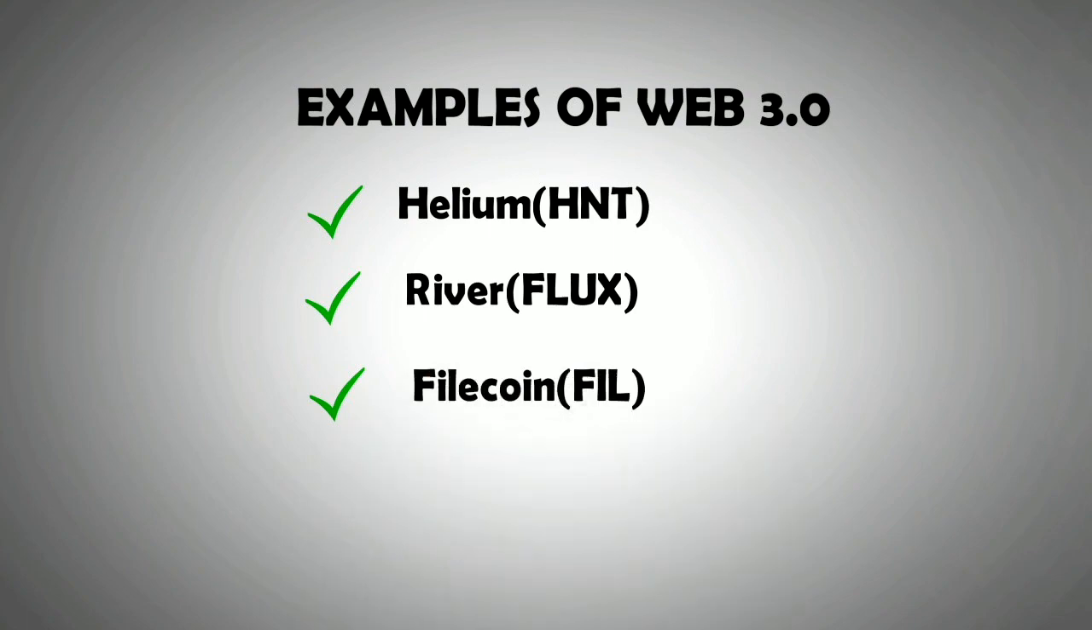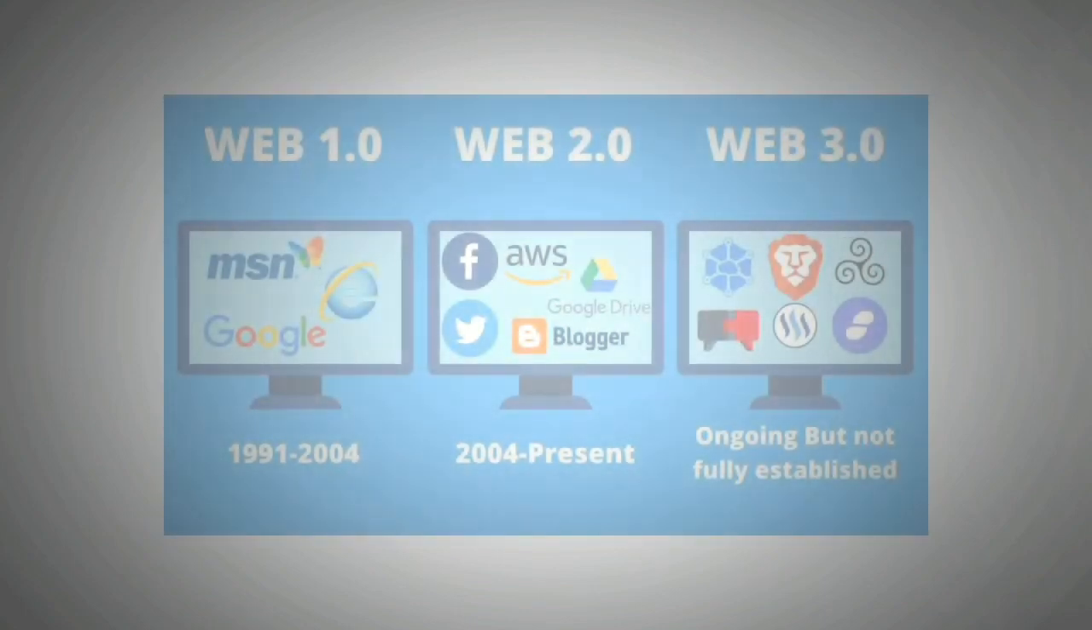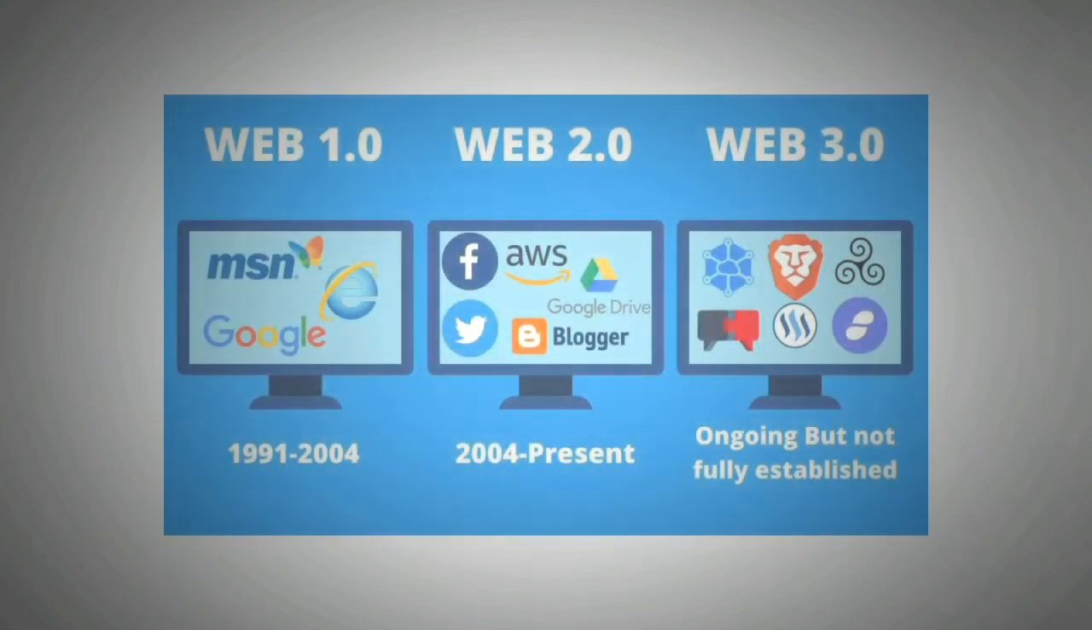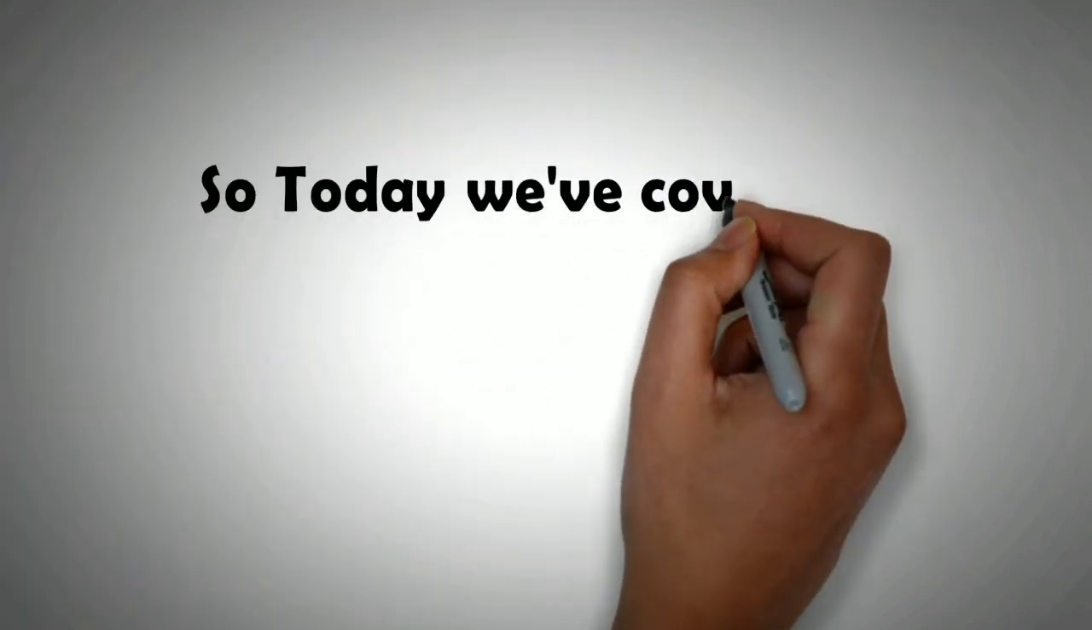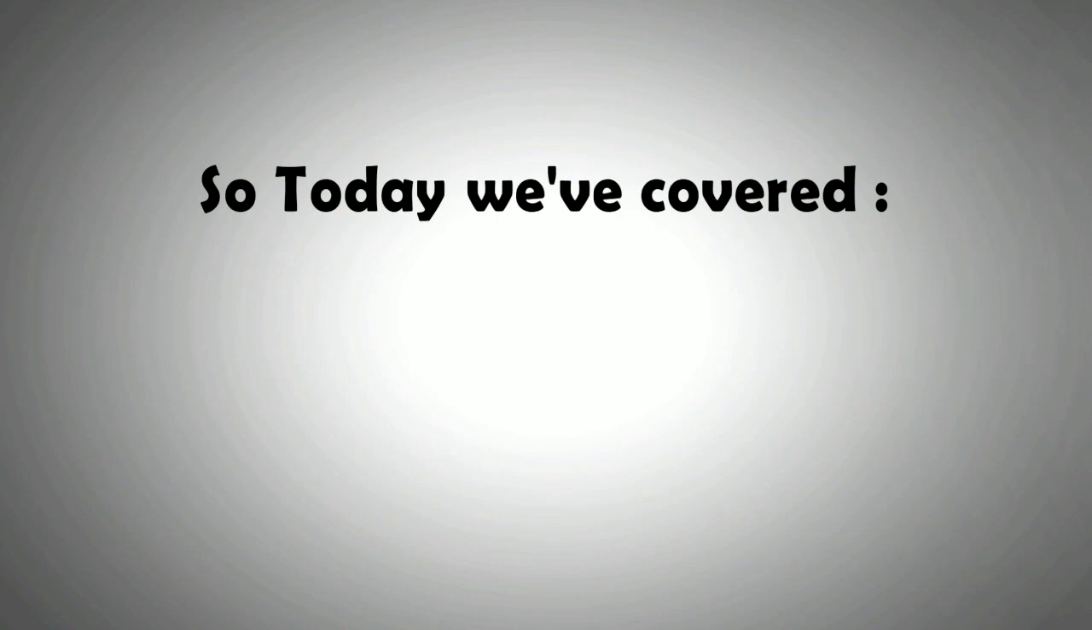So now we have some background of Web 1.0, which was introduced in 1991, Web 2.0 from 2004 to present, Web 3.0 ongoing but not fully established. So today we have covered some major topics related to web like Web 1.0, Web 2.0 and Web 3.0.